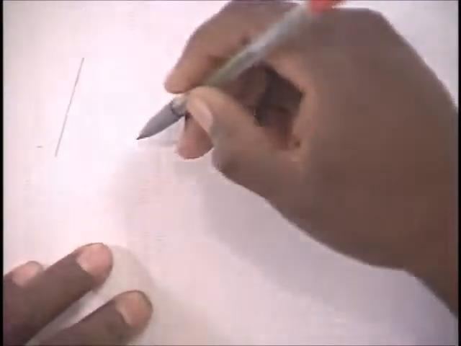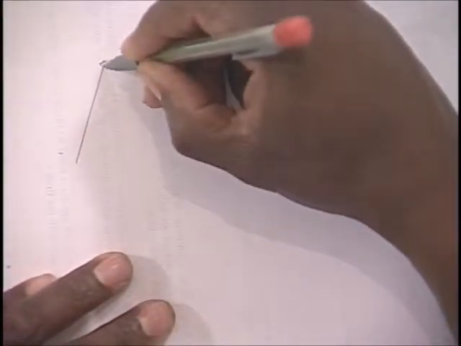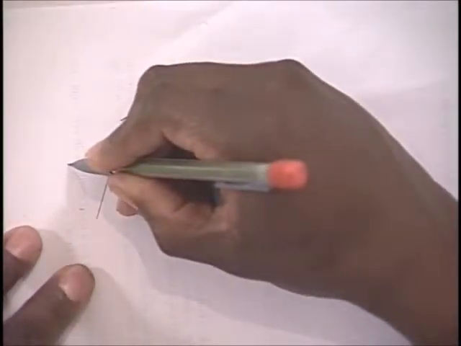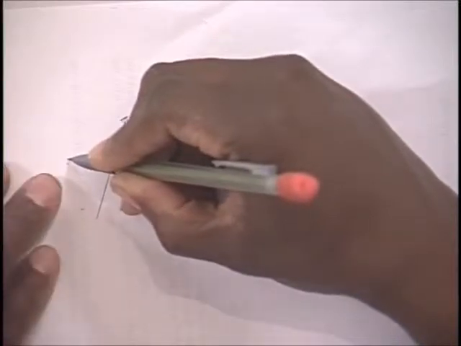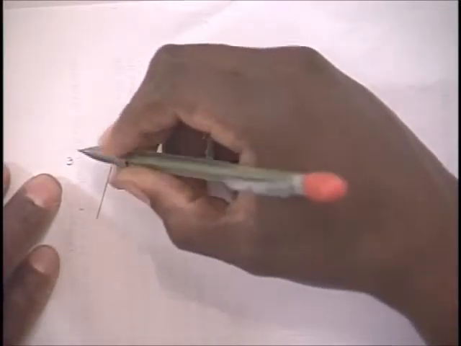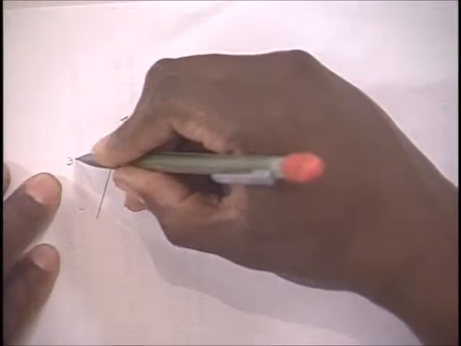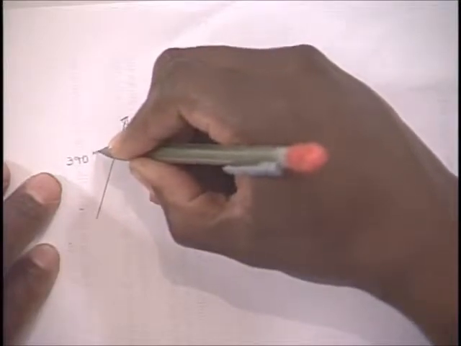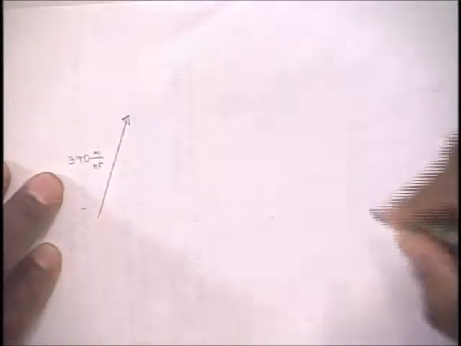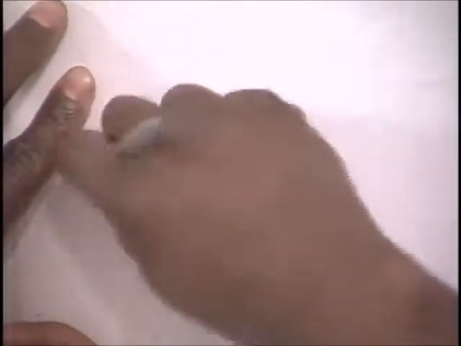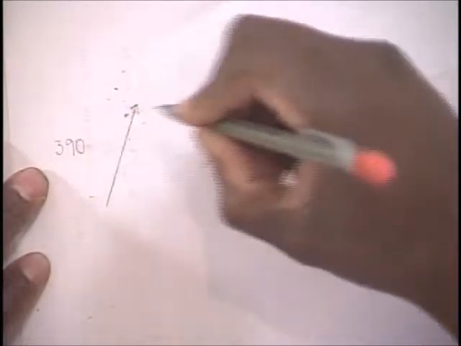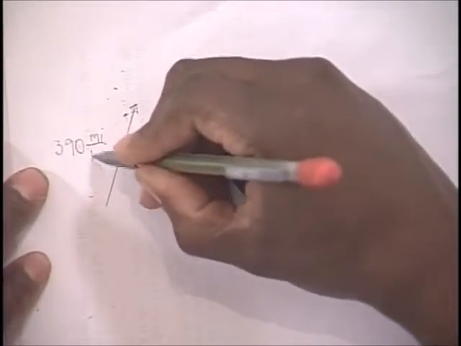Let's say we have a problem where we have a plane that's traveling at 390 miles an hour. I don't think you can see that. So let's say you're traveling at 390 miles an hour. All right, I think that's a little bit better.